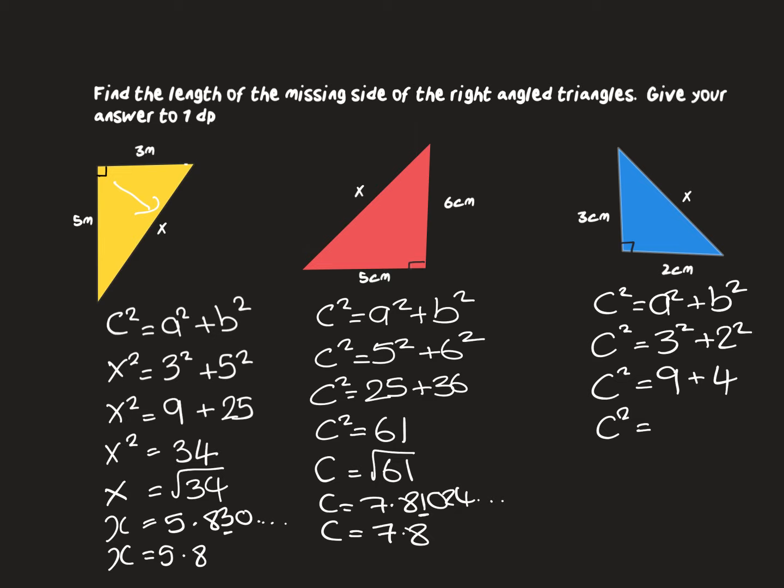So 9 plus 4 gives us an answer of 13. That's what c squared is. We want to now find out what c is. So we're going to take the square root, which is the opposite of squaring, of 13.